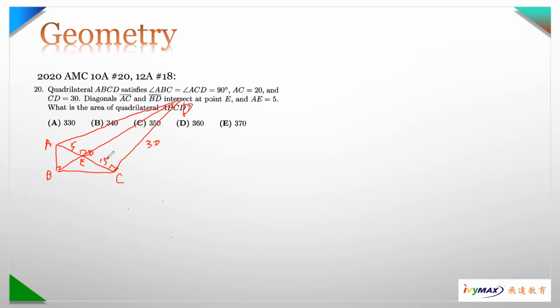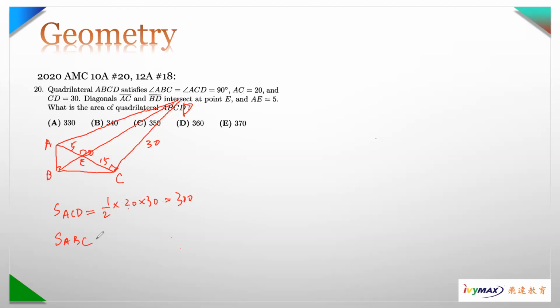Very easily we can get the area of ACD, since C is the right angle. So the area of this triangle should be pretty easy to figure out. 20 times 30, so it should be 300. So we just need to find the area of this right triangle ABC. If you got that, we sum them up, and it should be the area of the quadrilateral.